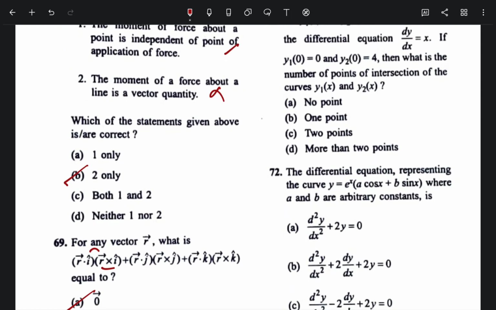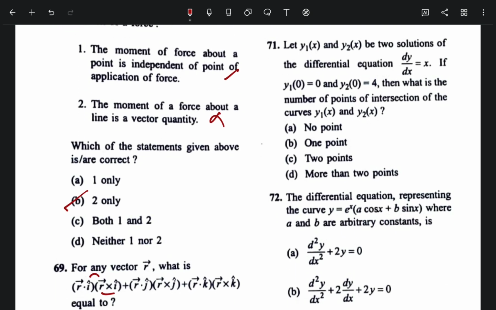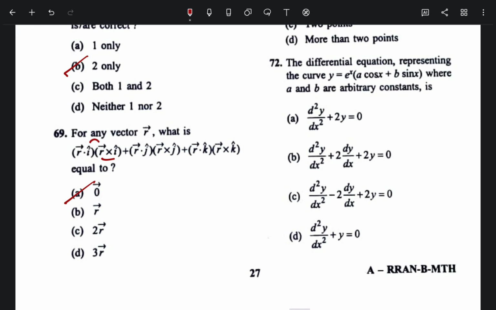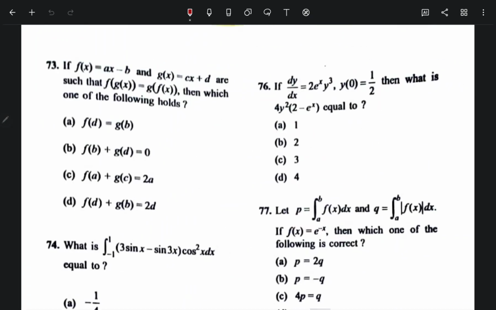Then 71, you get A. The answer is A, no point. This is differential equation solving, and finally you will see that there will be no intersection because both lines will be parallel. Then 72, it is D. Any differential equation, you just have to differentiate, or you take the value of y and apply it in all the options, you will find the answer.